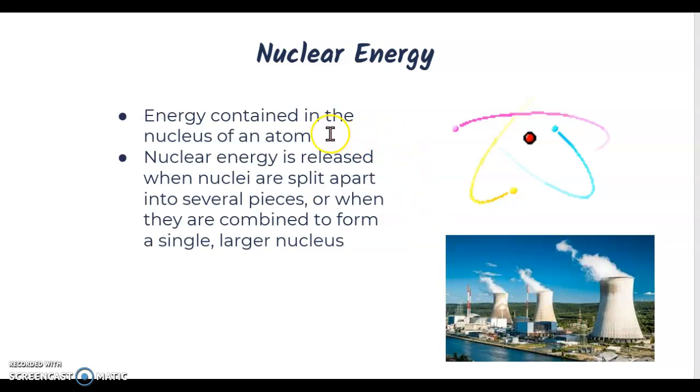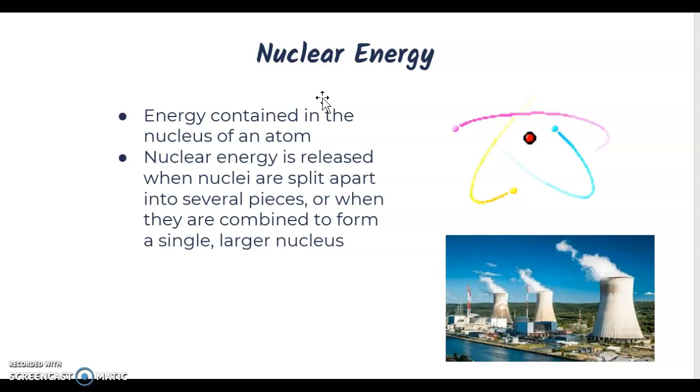So we have nuclear energy. Energy contained in the nucleus of an atom. Nuclear energy is released when nuclei are split apart into several pieces or when they are combined to form a single larger nucleus. So this is quite complicated. This is not as common as we can see around us, but nuclear energy is also present as one form of energy.